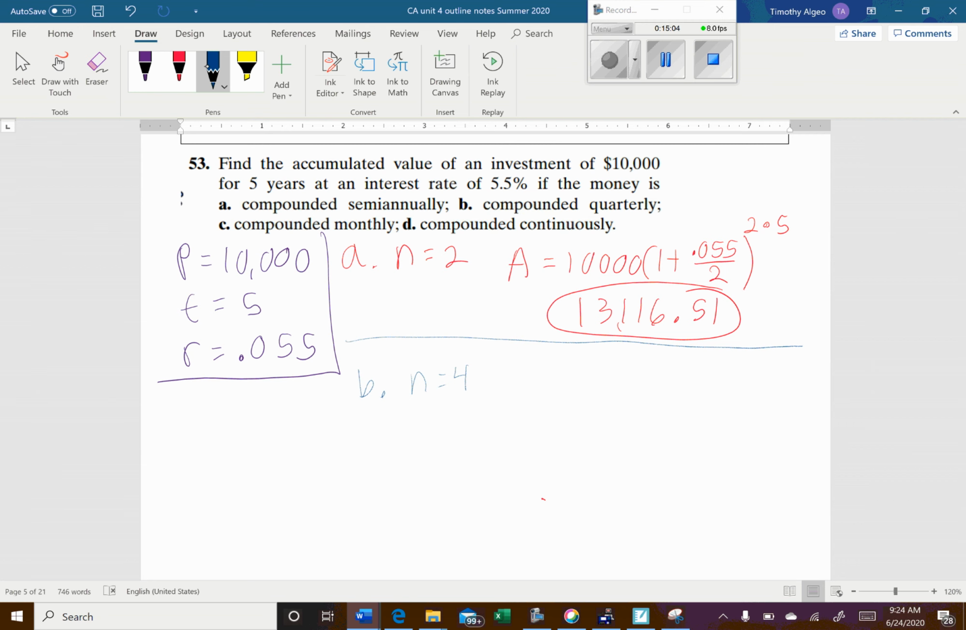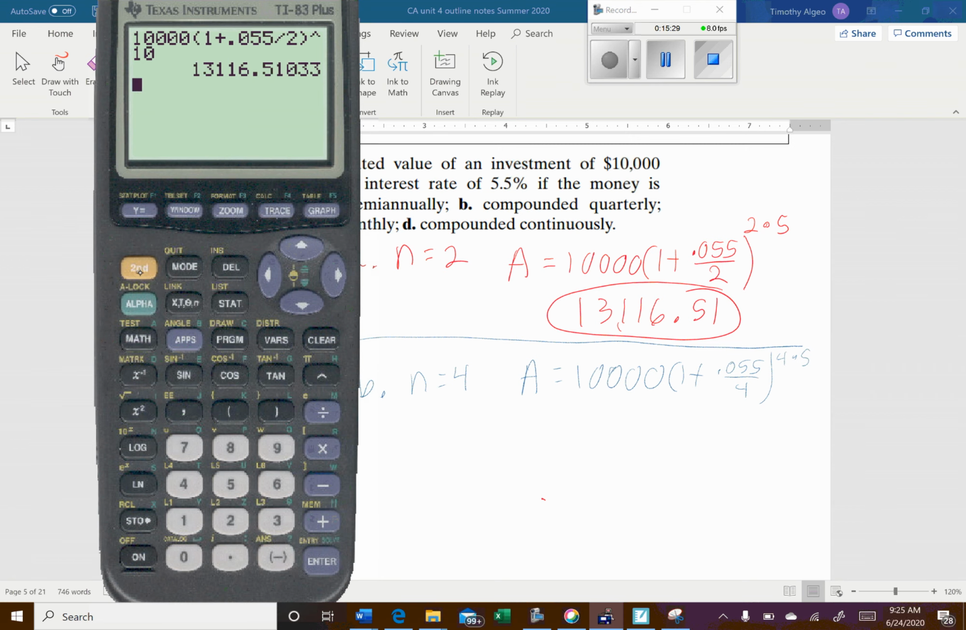But so let's see, A equals 10,000. 1 plus 0.055, and we'll divide that by 4 this time, and then 4 times 5 is going to be my exponent. So what I can do here, I think, if I press second enter, it will retype my whole thing, and I can arrow back and change the numbers as needed.